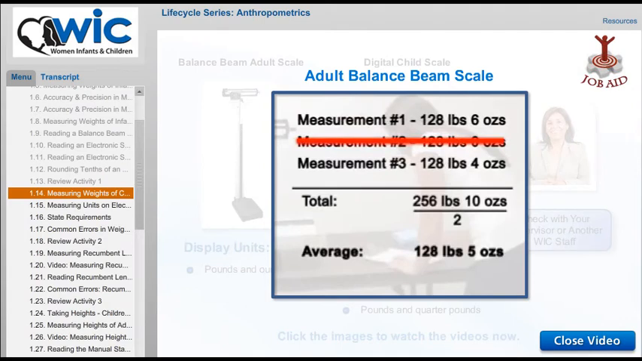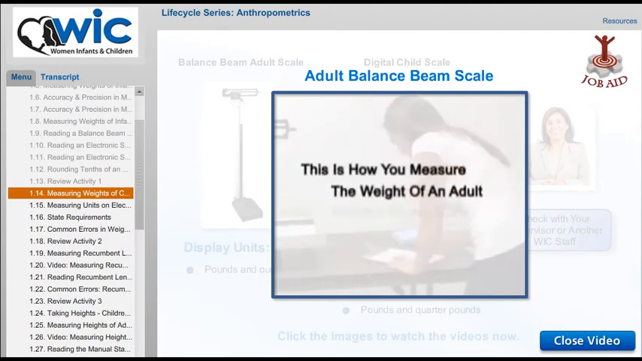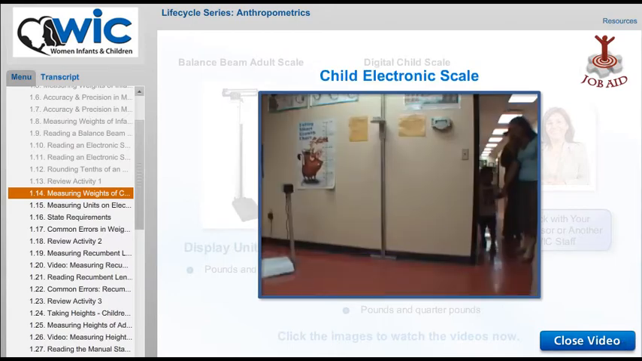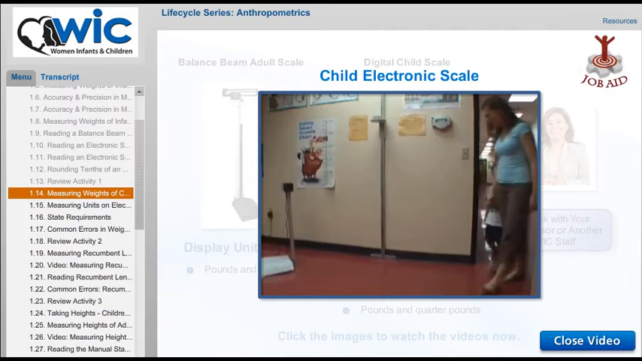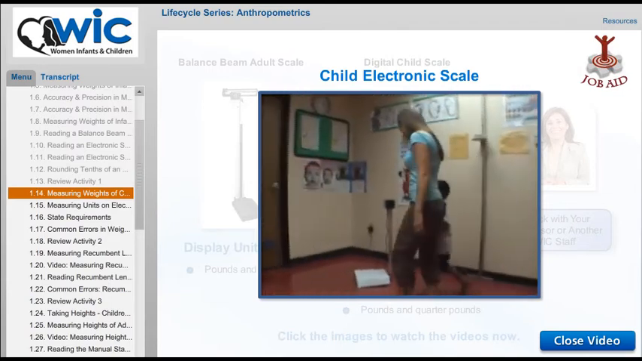This final value can then be entered in the computer system along with the date it was taken. This is how you measure the weight of an adult using a balance beam scale. In this video, we'll be taking the weight of a 4-year-old boy using an electronic scale.